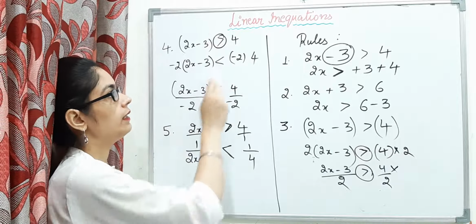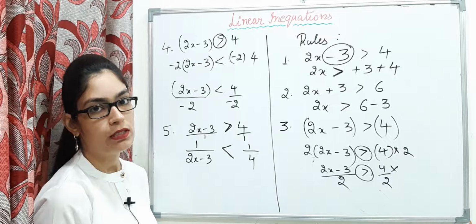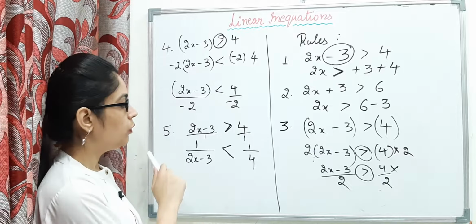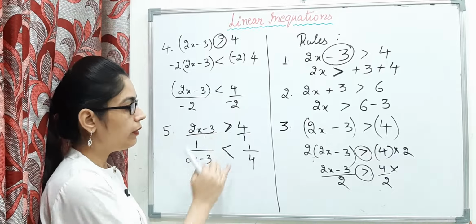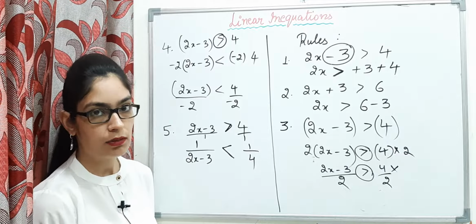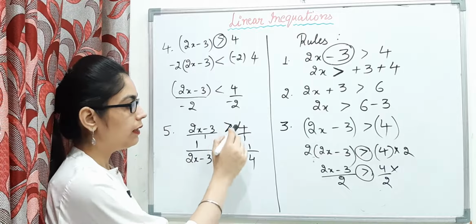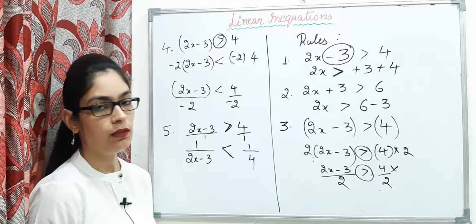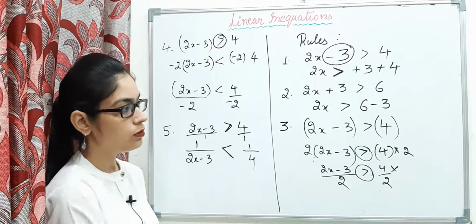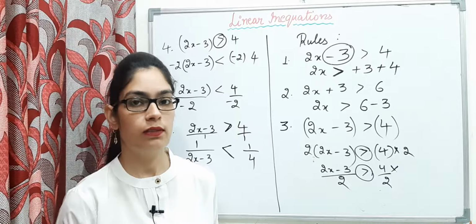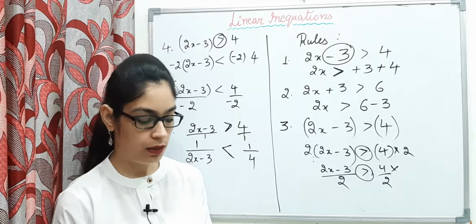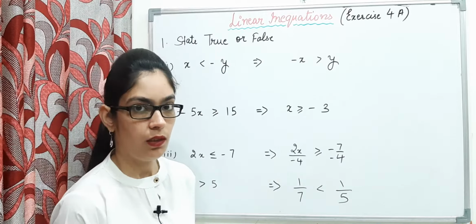If it is greater than, then it will be changed to less than. Fourth rule, if we take the reciprocal of both the sides of the linear inequation, then also the sign of the inequation will get changed. So all these rules we will use to solve the questions of the exercise. Let's start with the first question of the exercise.